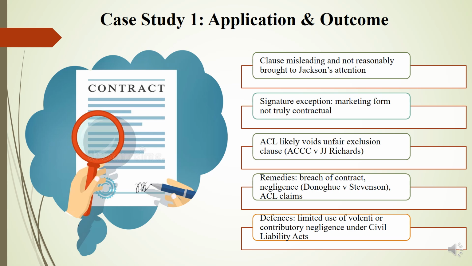This is contrary to Thornton v Shoe Lane Parking. Under the ACL, the term could be deemed unfair, as in ACCC v J. Richards. Jackson may claim remedies for breach of contract, negligence based on Donoghue v Stevenson, and statutory consumer rights. Possible defenses include assumption of risk, voluntary non-fit injury, or contributory negligence under the Civil Liability Act, but these are weak.